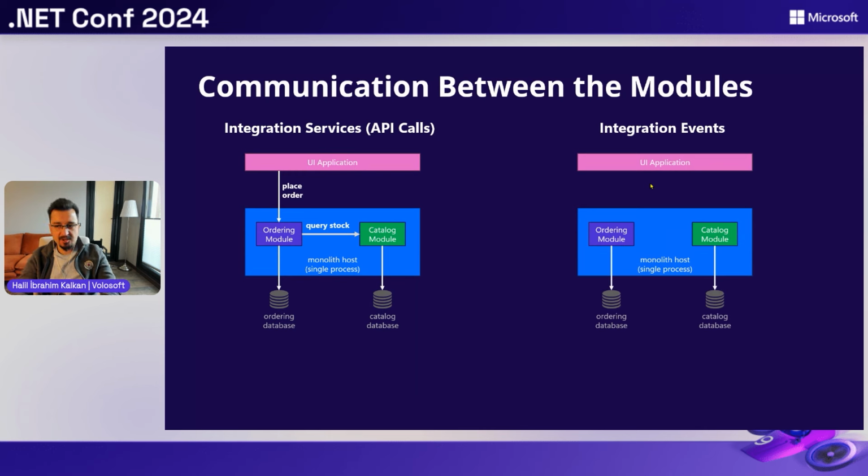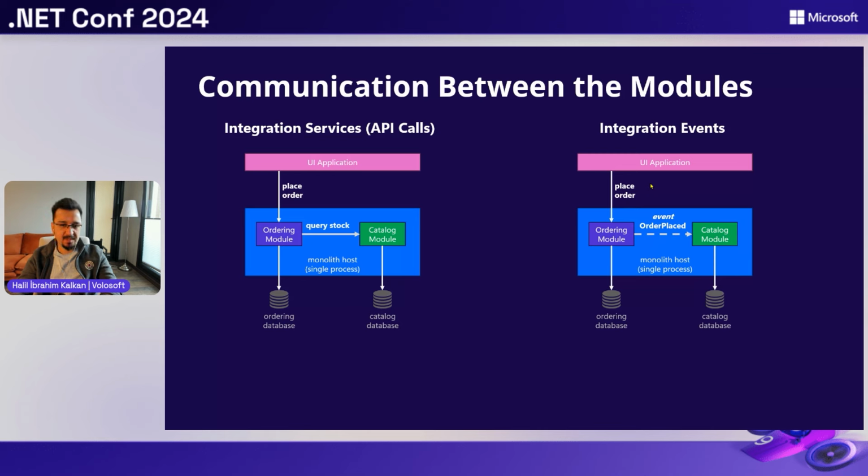The second communication type is integration events, which is also a very important communication style in modular or even microservice systems. When we place an order, the ordering module can do its own job, create the order, whatever it needs. Then it can publish an event like order placed. Then the catalog module can subscribe to this event. Any other modules can also subscribe to the events, because one publisher and multiple subscribers is possible. So the catalog module can decrease stock count or do whatever it needs.